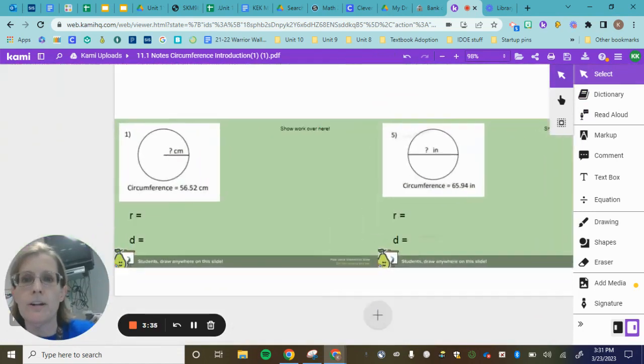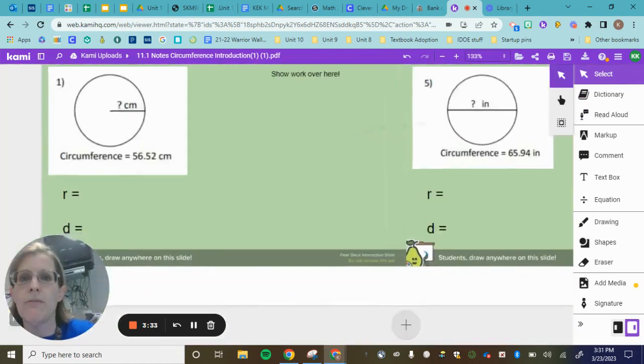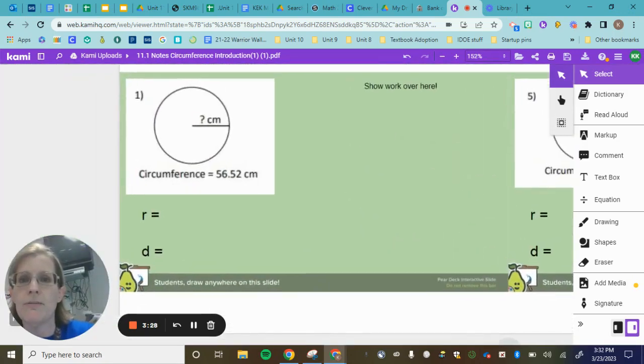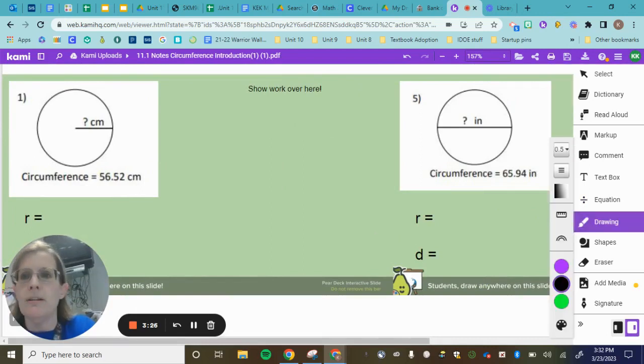All right, we're going to try number 1. I know it's 1 and 5 because those are the questions I like better. So we're going to try number 1, then you're going to try number 5 on your own. Question number 1 says they gave you the circumference of 56.52. We know that we're using the circumference divided by pi equals D.